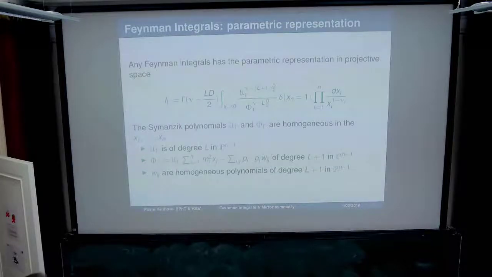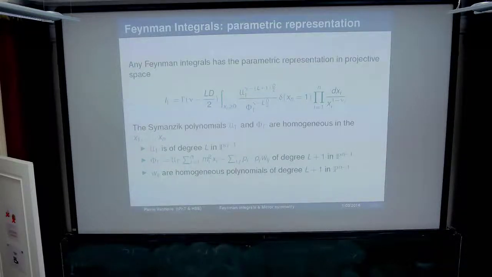What happens is that you can convert the previous expression into what is called the standard parametric representation, where you have here the Symanzik polynomials, the first and the second Symanzik polynomial. So U depends only on the vacuum graph. Nu is the sum of the nu_i's, and the nu_i's are the same as the ones I had before, the powers of the propagators. D is the dimension of space-time, L is the loop order, and phi, the graph polynomial, is this Symanzik polynomial times the sum of the masses squared times the x_i, where the x_i are my Feynman parameters, plus something that is quadratic in the p_i p_j, in the external states. Okay?